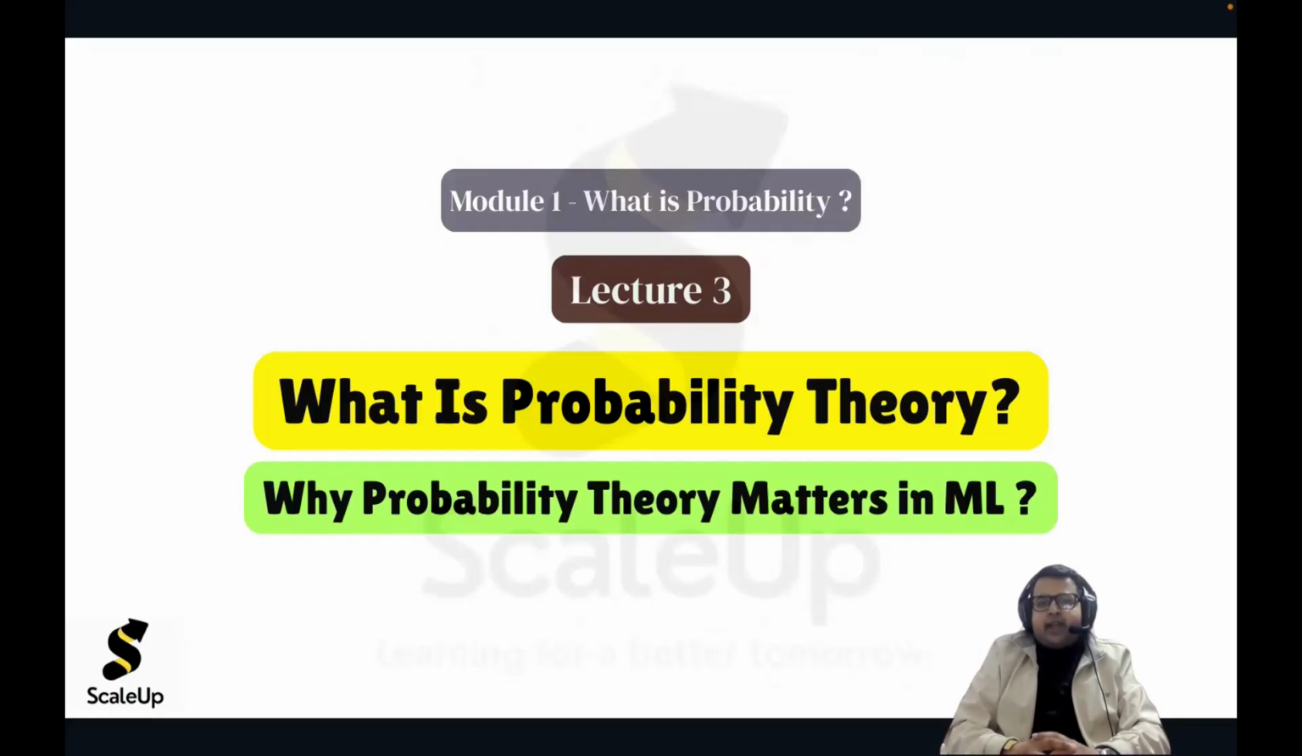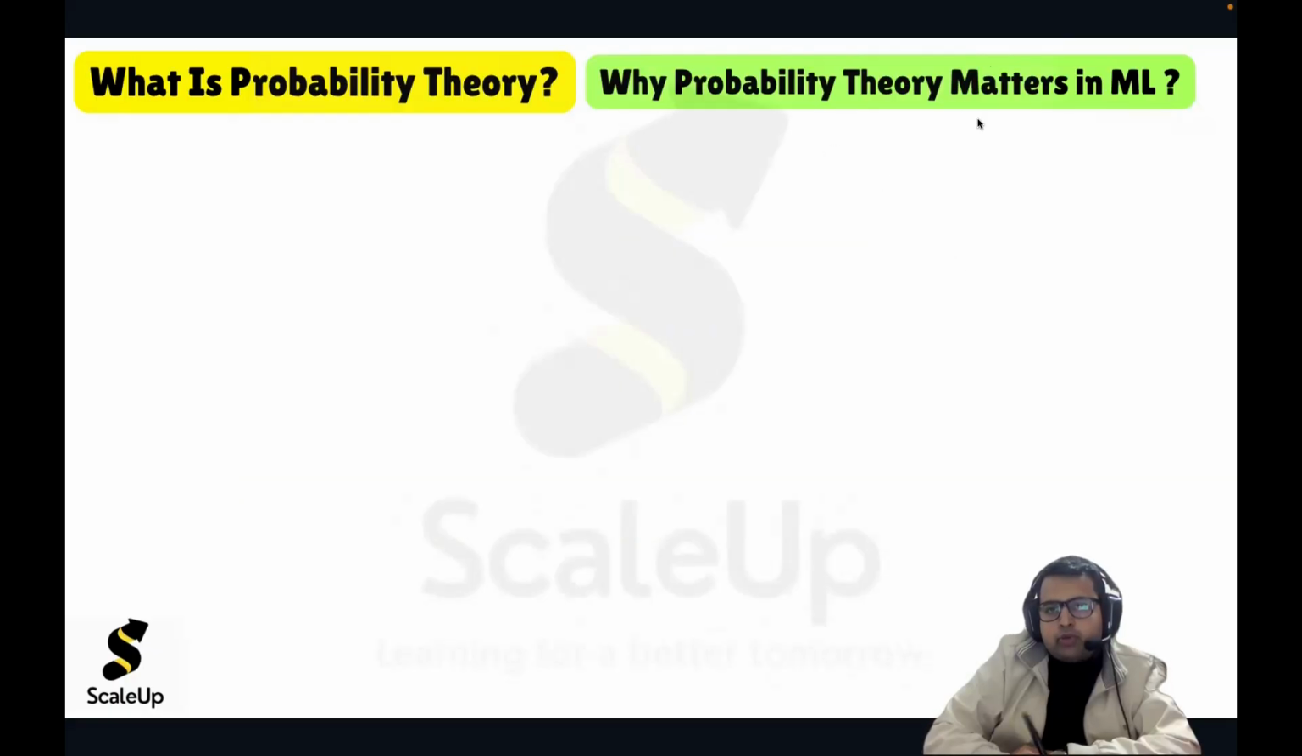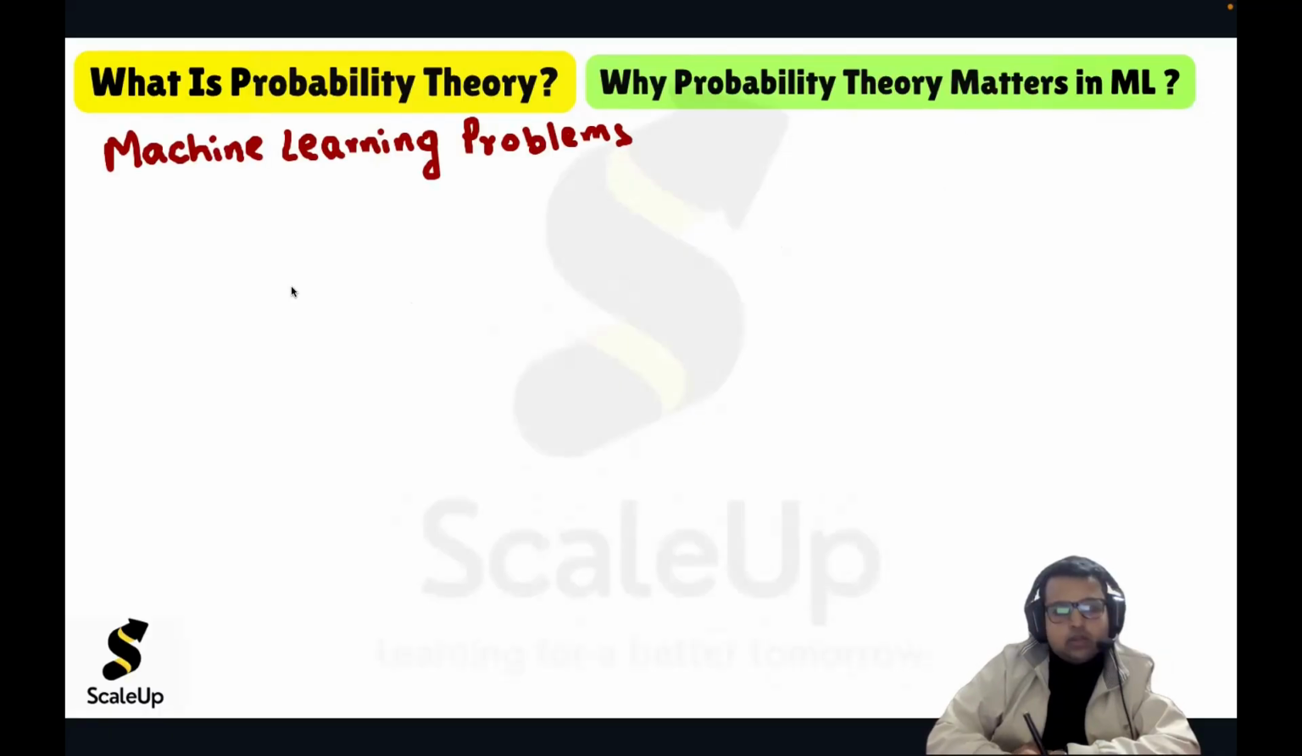Okay, now we'll discuss the next topic of this lecture, that is why probability theory matters in machine learning. If we talk about machine learning problems, basically they are stochastic.